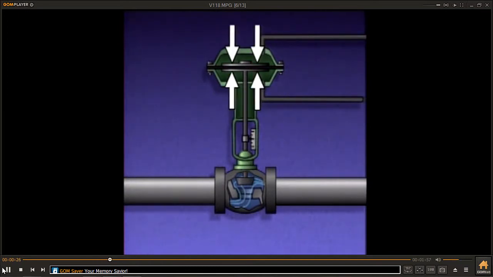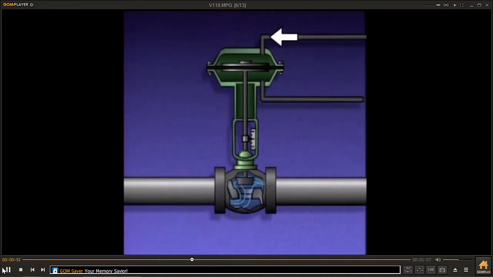The center of the diaphragm is supported by metal plates, and the outer edge is sandwiched between the rims of the upper and lower halves of the casing to form an airtight seal. This arrangement divides the casing into two chambers, an upper chamber and a lower chamber. The upper end of the actuator stem is connected to the metal plates and the diaphragm, and the lower end is connected to the valve stem.